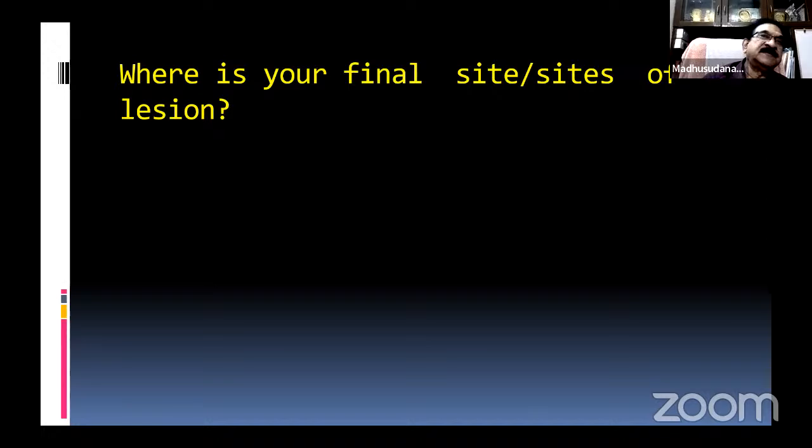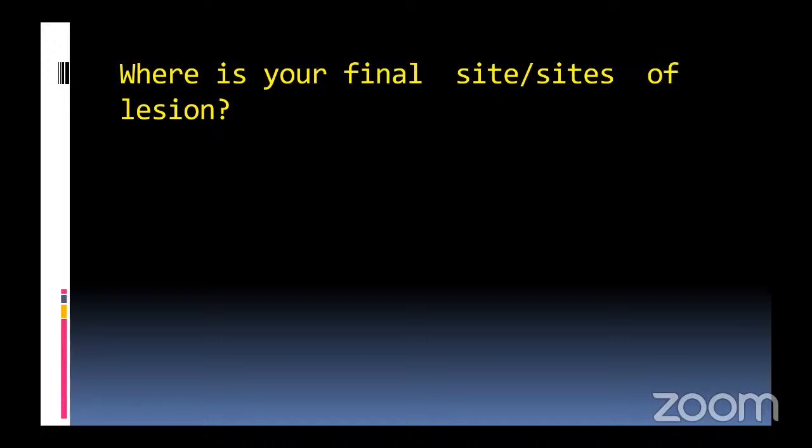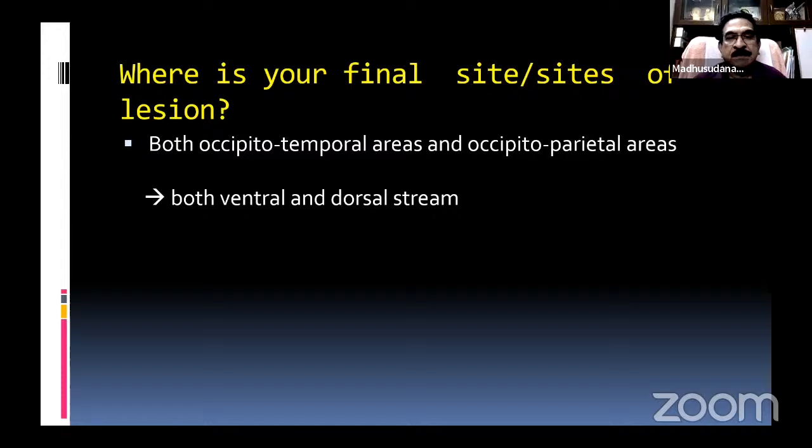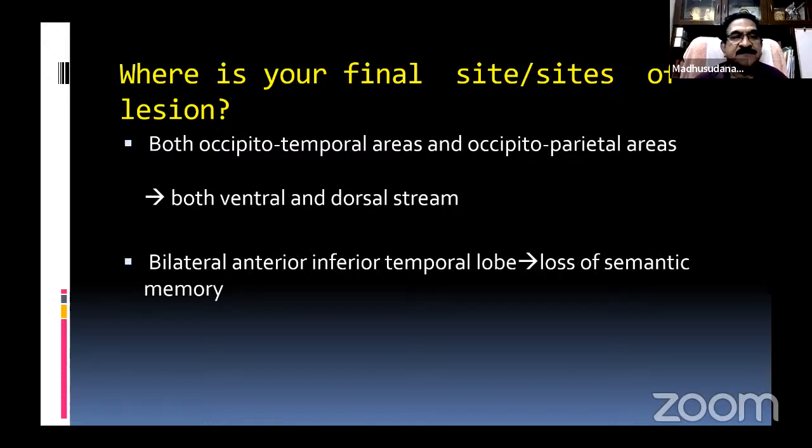So what could be the problem in this patient? Etiology, acute presentation. Vascular, stroke. Maybe the top of the basilar artery or multiple embolism. These are the sites of lesion.